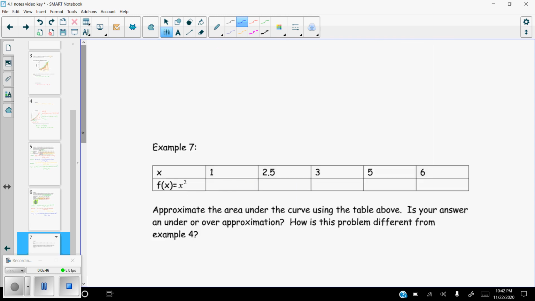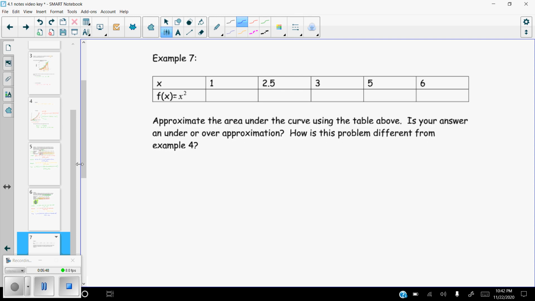Let's look at example 7. The interesting thing here about number 7 is we're just going to approximate the area under the curve using the 4 different methods. The biggest thing is, and this is going to answer question 2, how is this problem different from example 4?